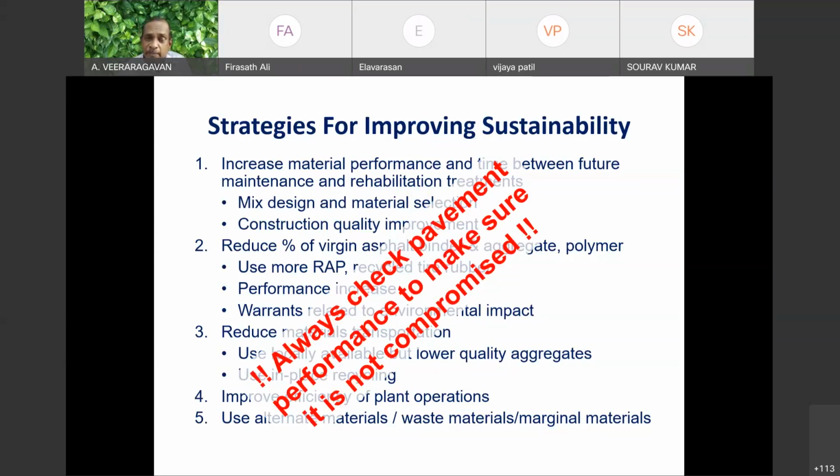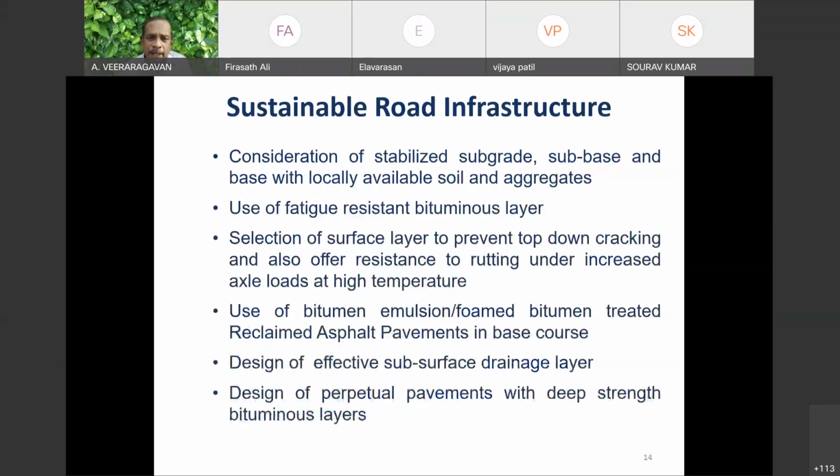Does not mean the performance will be good. We talk about sustainable road infrastructure. You should consider it in terms of stabilized subgrade or engineered subgrade, subbase, base. You can make use of locally available material. You can make use of locally available aggregate.